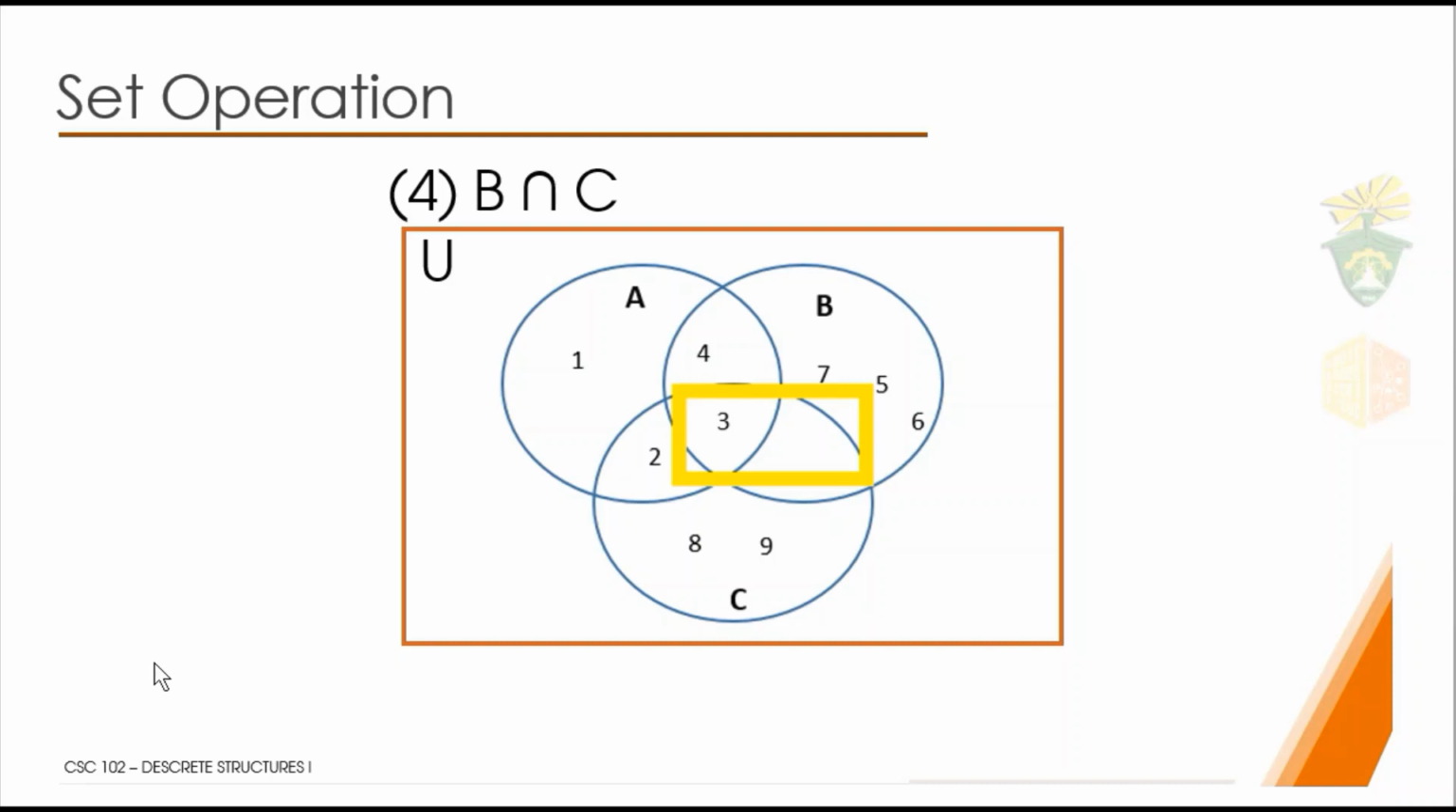Now, B intersection C. That means the common elements of B and C. Now we have one common element, which is 3, which is also common to A. Okay? But since B and C have 3, we include that in our answer. However, in this part here, there is no common element exclusive to only B and C. So that's why this one is empty. So our answer is only 3.